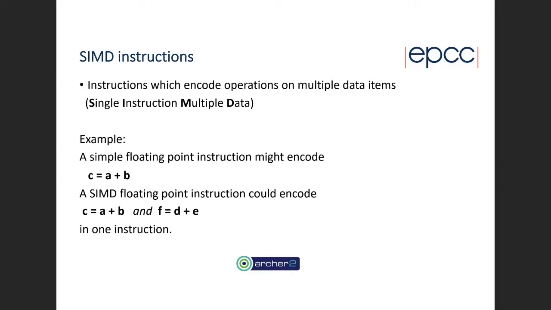And then the SIMD assembly instructions are the ones which encode operations on multiple data items. For example, a simple ordinary floating point instruction might encode C equals A plus B, but a SIMD floating point instruction can encode two such operations, C equals A plus B and F equals D plus E, in a single instruction.